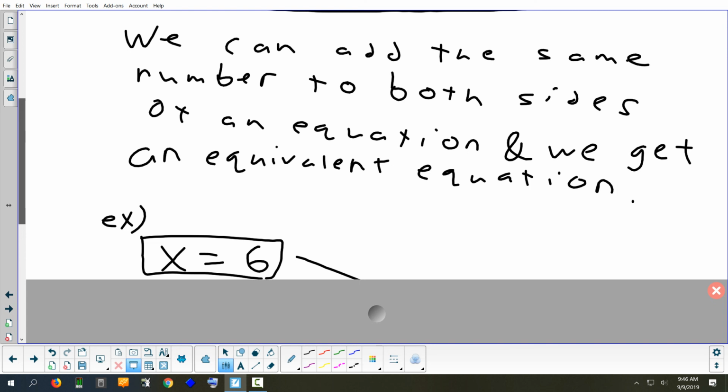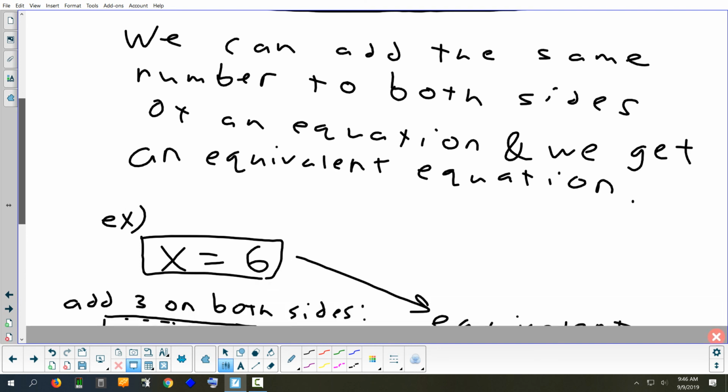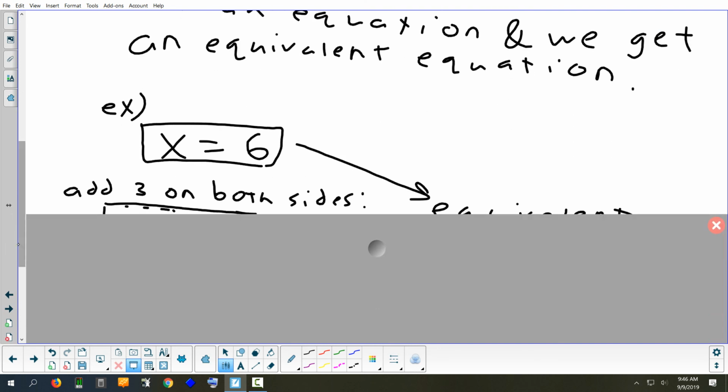X equals 6. Okay? Again, this one you're just looking at this. Very simple, right? X is already by itself. Now, I'm going to add 3 on both sides. If I add 3 to the right side, what do I get? 9. So just start just on the right. 3 plus 6 equals 9. So if we added 3 on the right, you would get 9, okay?